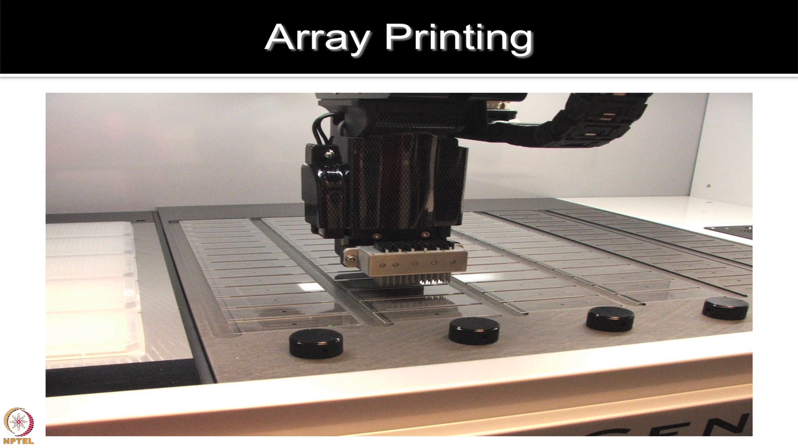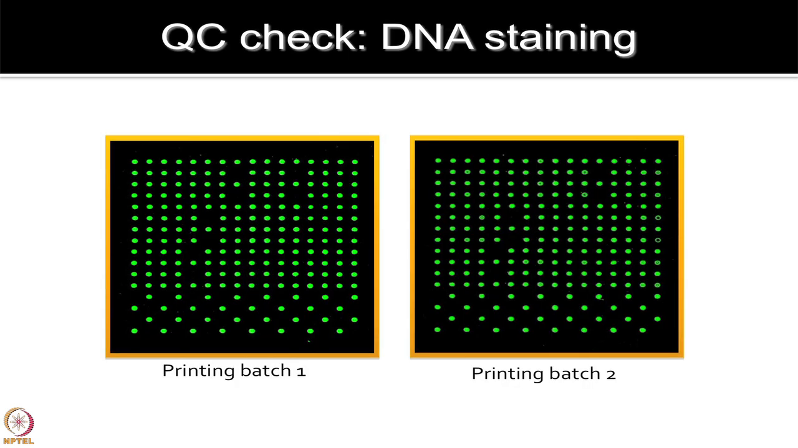So array printing, which we have talked about, this just shows you a setup of doing array printing, and then you are looking at the quality control checks. Especially the DNA staining, because you are printing DNA, so you want to first make sure that DNA is printed properly, and you are looking at the batch to batch, how good the printing has come. If there are spots which are missing, it means printing batch 1 and printing batch 2 are not very good. What I meant with the batch, for example, is you are making the DNA and the master mix, keeping it in a 384 well plate and keeping it on the deck for printing.